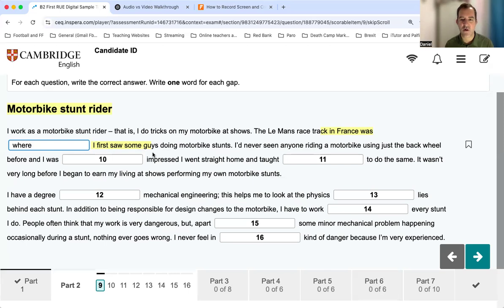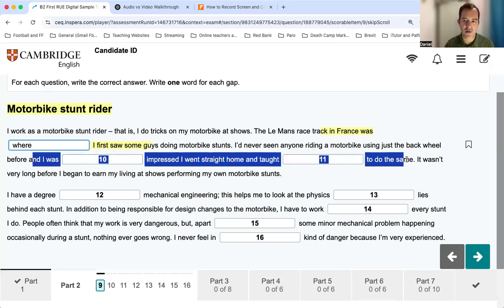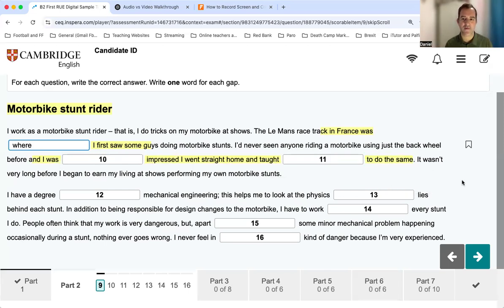I'd never seen anyone riding a motorbike using the back wheel before, and I was impressed. I went straight home and taught this one. We're going to highlight both the gap 10 and 11.